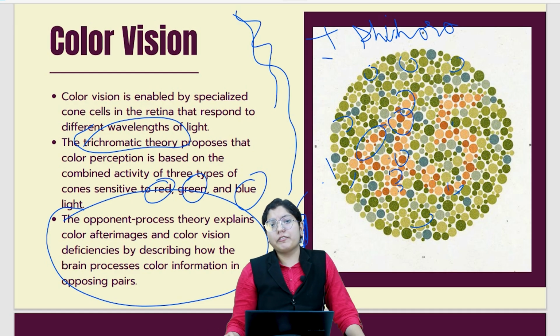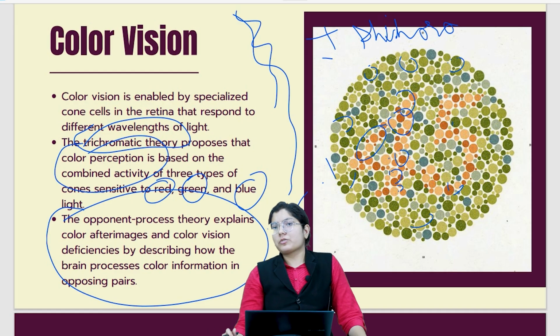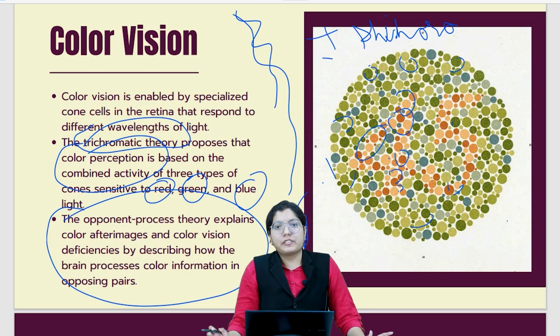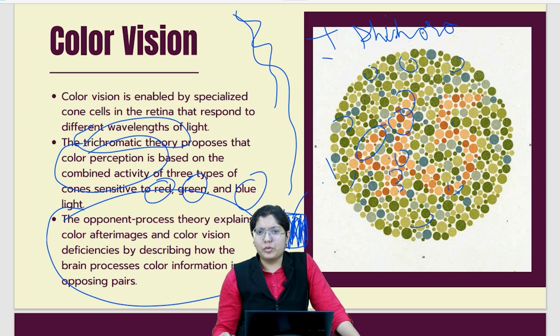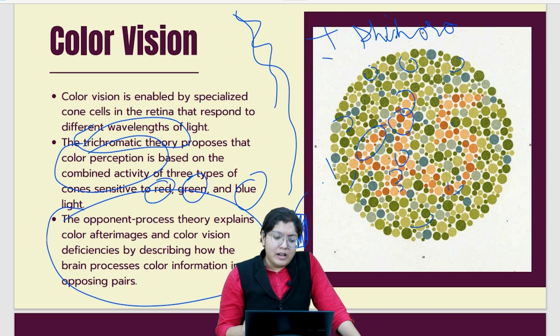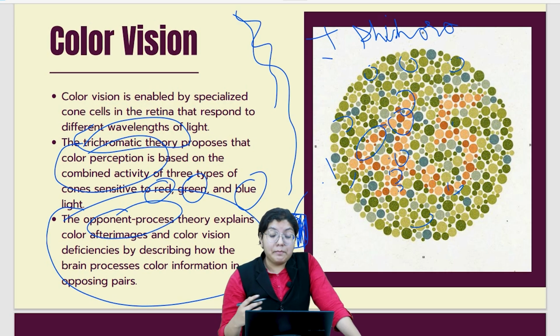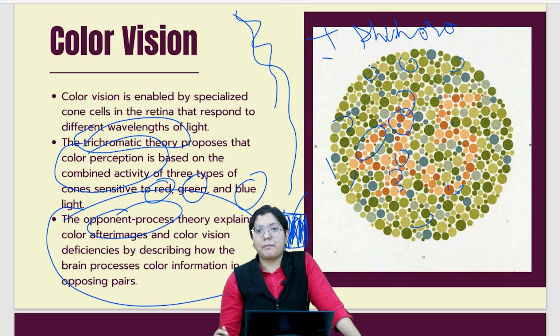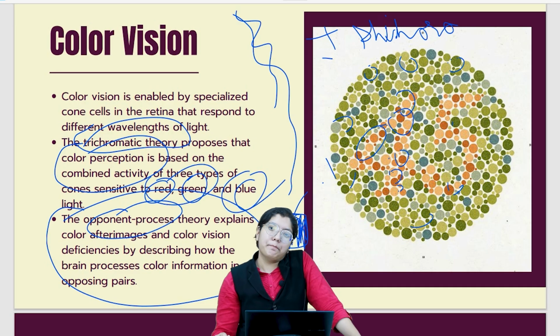This is basically the phenomenon of after image. Now the previous theory, trichromatic theory, was not able to explain this phenomenon of after image. It was also not able to explain why we never see a combination of, let's say, green and blue or red and green. But opponent process theory explains this very well. It basically says that we perceive colors in pairs, we process information in pairs. So let's say red and green would pair up and blue and yellow would pair up.